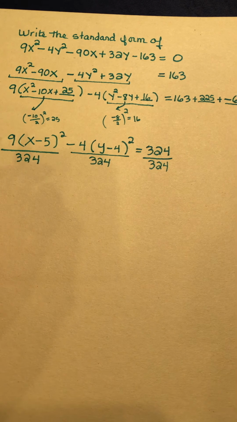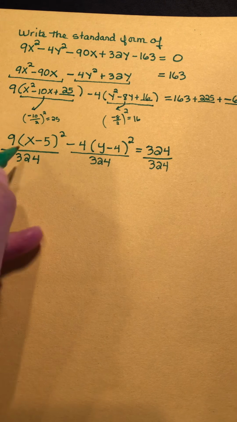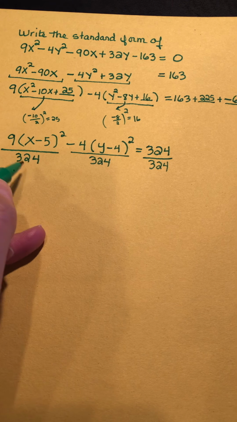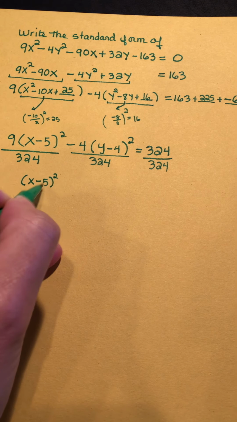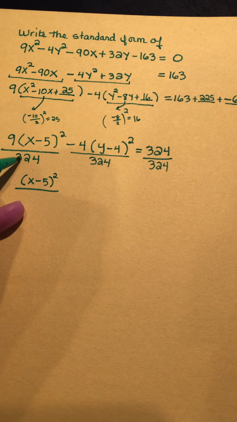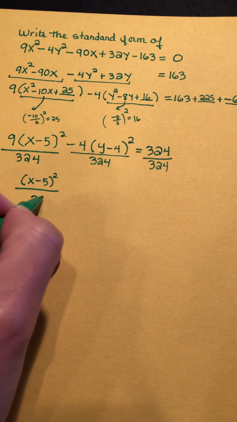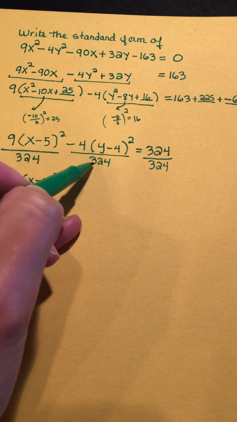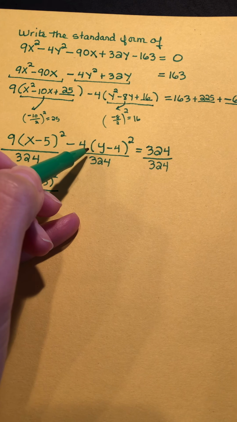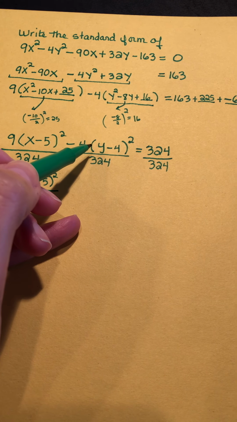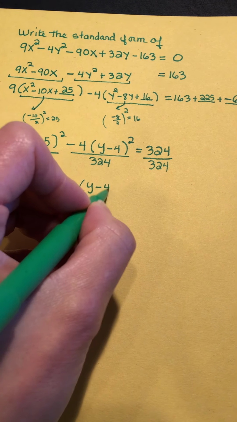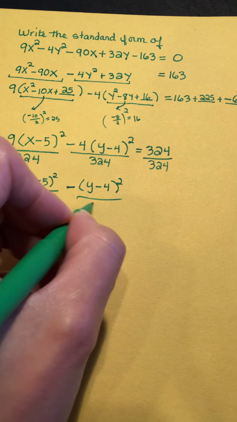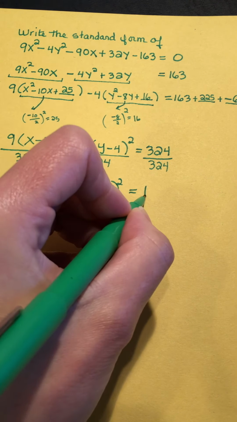And when you reduce your fractions, that's going to be 36. So you're going to get the quantity x minus 5 squared. If you divide 9 into 324, you're going to get 36. Okay, and for the y term, you're going to reduce that fraction, and that's going to be 81. So that's minus the quantity y minus 4 squared all over 81, and that's going to equal 1.